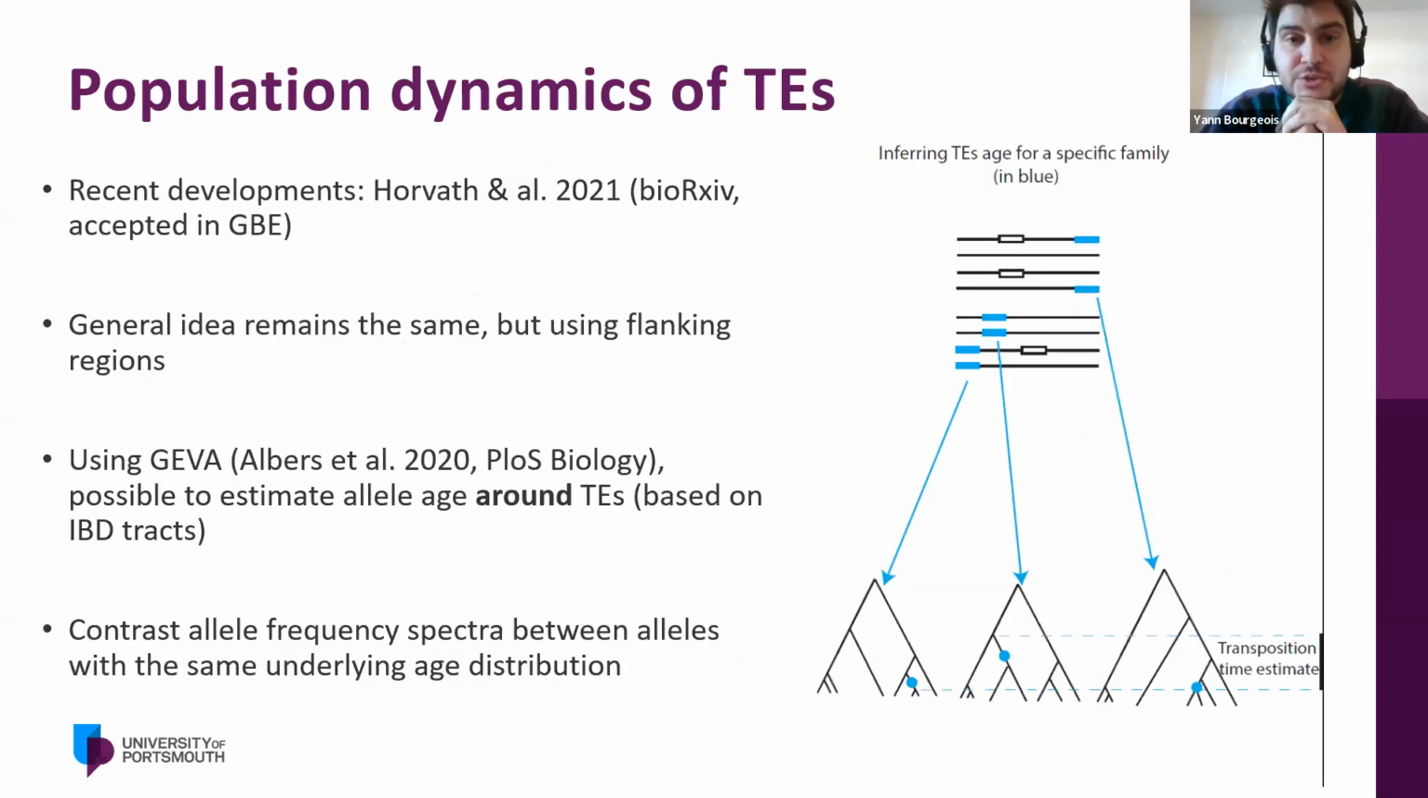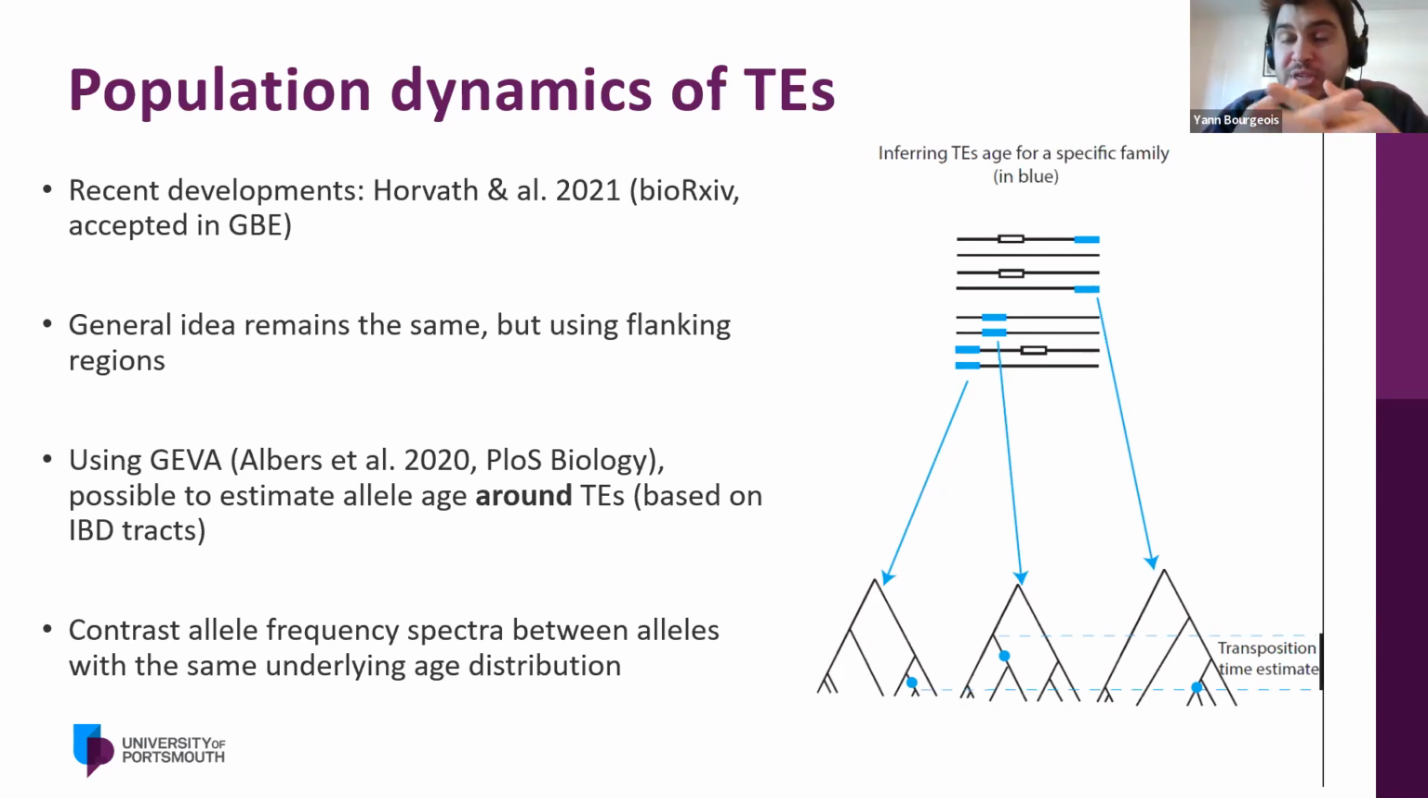A more recent approach, which last time I checked was in bioRxiv, but I think was recently accepted in Genome Biology and Evolution, was described by Horvath and Rossibara, 2021. This time, it's probably more appropriate for people like me, who don't necessarily have access to the TE sequence itself, but have access to the flanking sequence, so the flanking genomic regions. What they do here is always the same idea: you try to correct the frequency spectrum of TEs by taking into account the age distribution of said TEs.